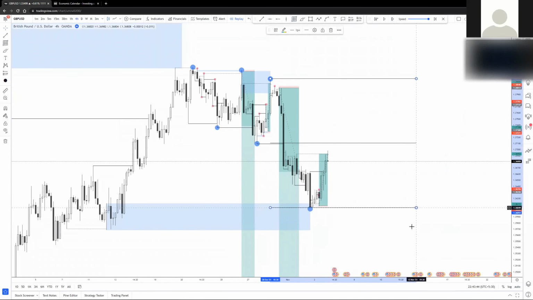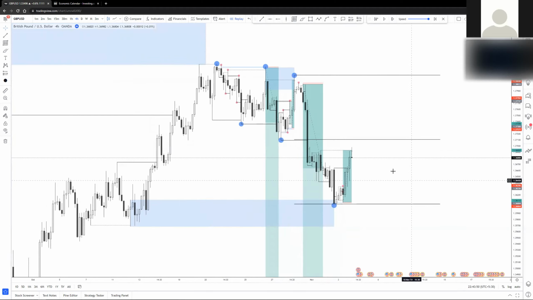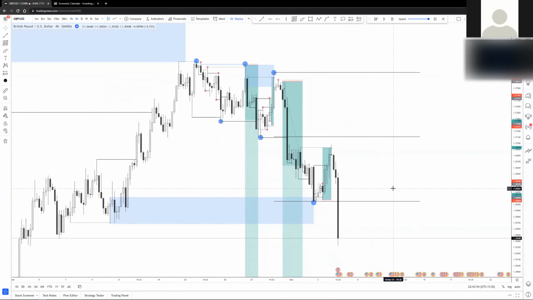So what I was waiting for is this internal range liquidity to get taken out and at least a tap into the equilibrium. But what happened? They started melting. So I missed it. Can't help it. Now I have to stick to my rules, right? No trade is better than losing a trade. So I had to stick to my rules, and then I missed the sell.